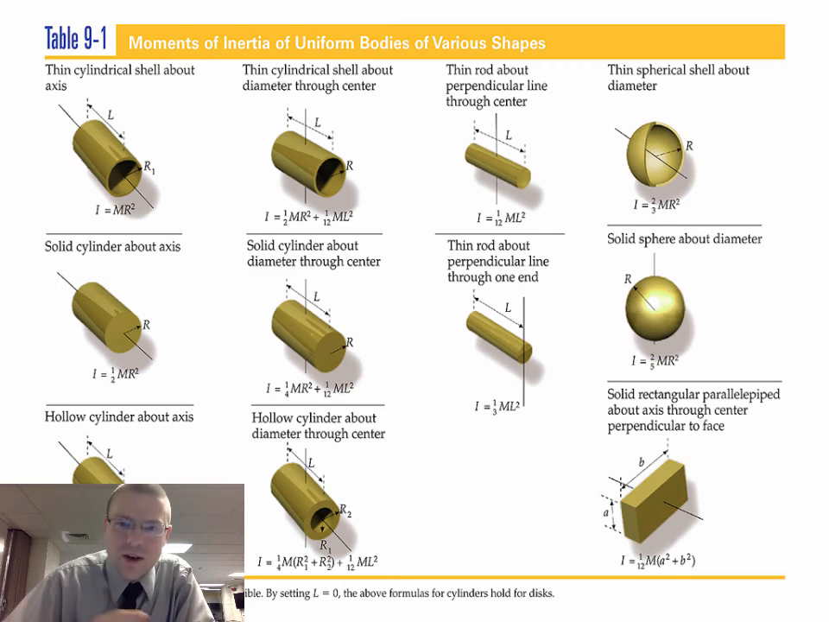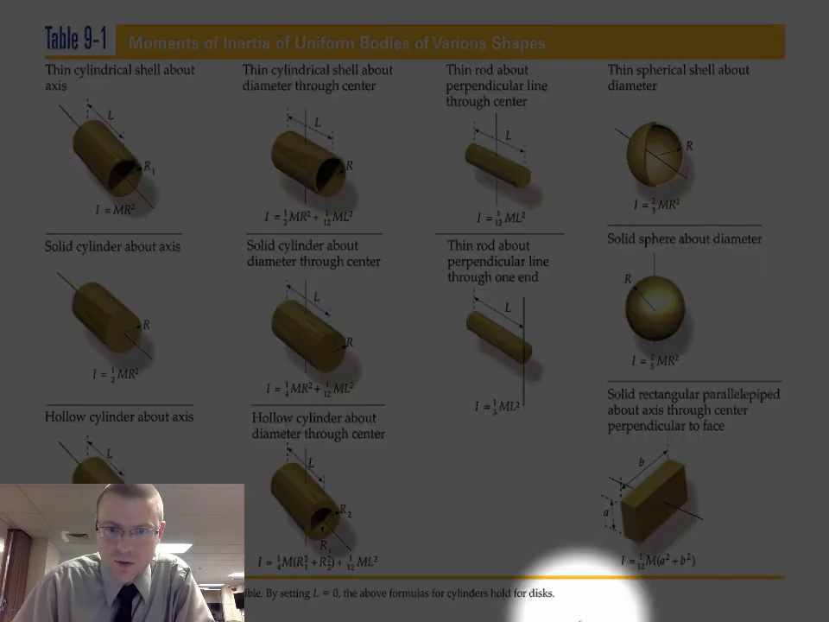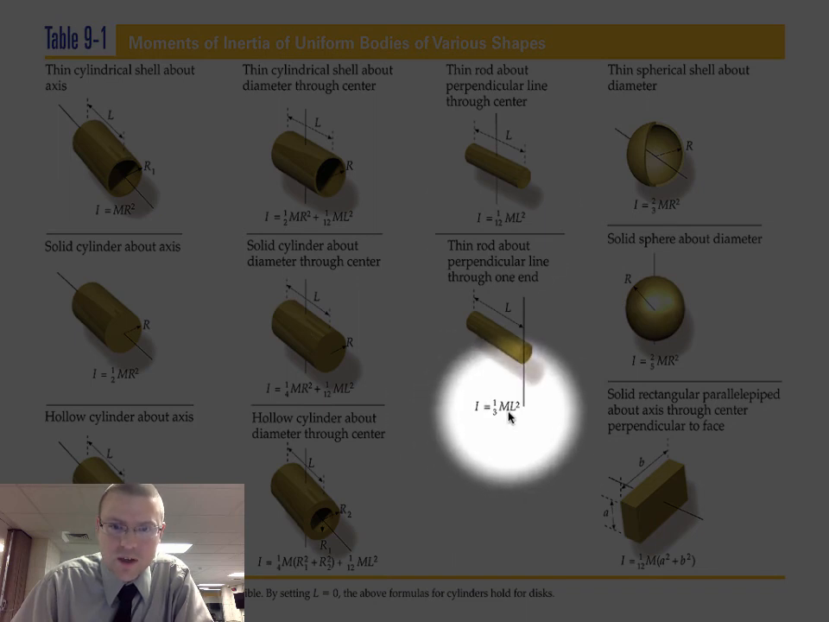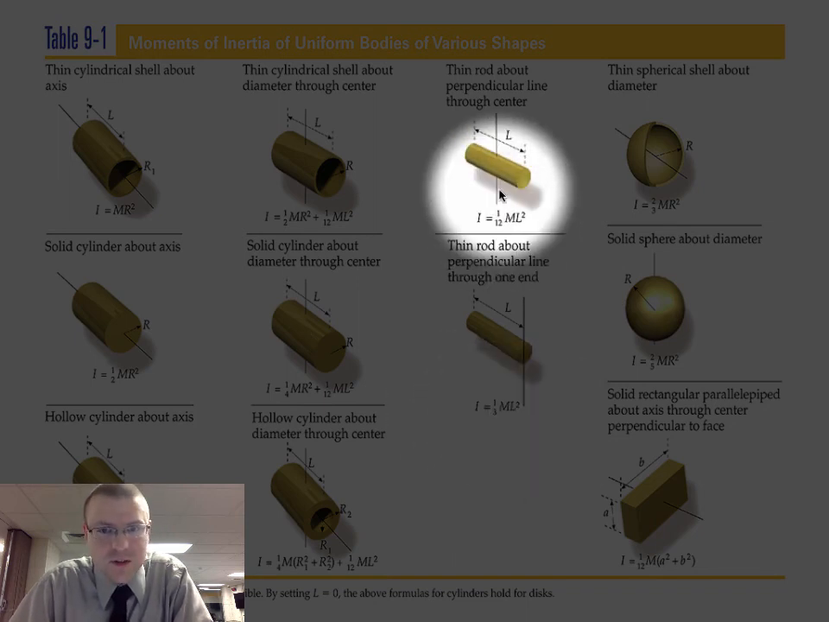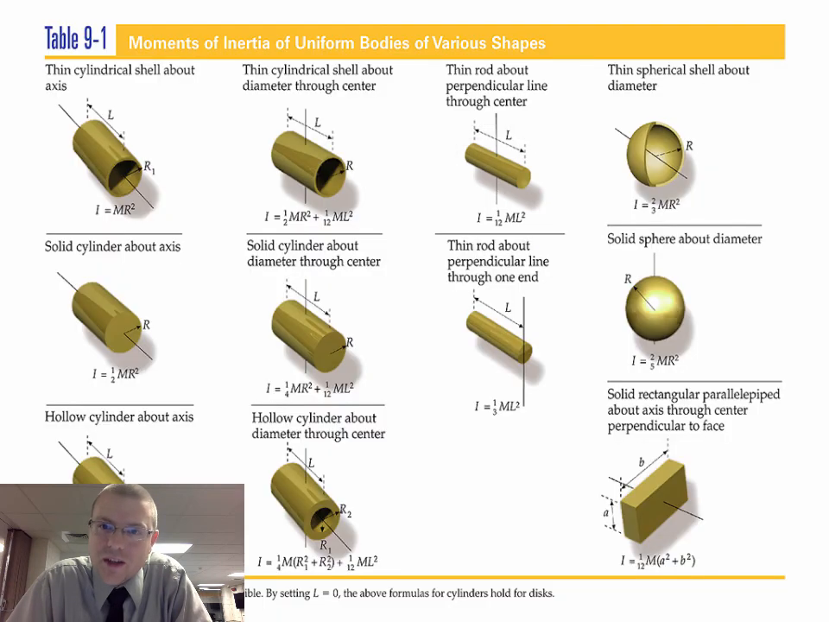If I rotate about the end point, you can see my moment of inertia here is 1/3 ml squared. If I rotate about the center point, 1/12 ml squared. How about over here? A spherical shell where all the mass is on the outside, so basically a hollow sphere. It's 2/3 mr squared. Solid spheres give you 2/5.